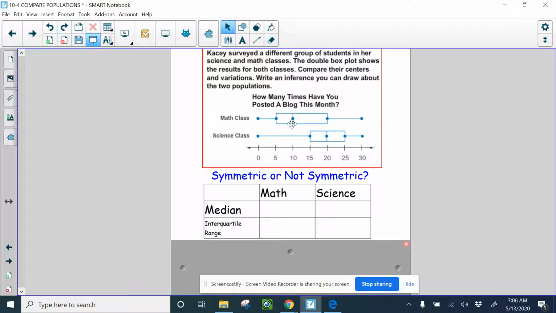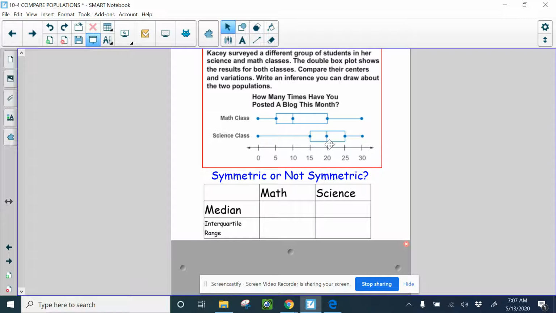So I'm going to go to the median, and I'm going to look and see, on my left side of the graph, does it look like the right side of the graph? I can see that from the median to the left and the median to the right is way longer, so I can tell math class is not symmetric.